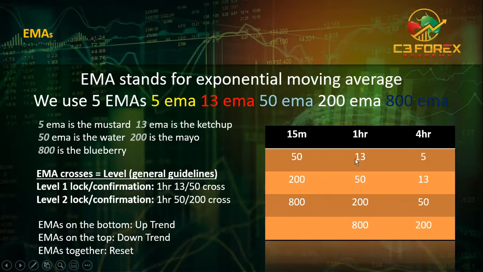So if you move to your 1 hour chart, the 13 EMA will represent the 5 EMA on your 4 hour time frame. The 50 EMA will represent the 13 EMA on your 4 hour time frame. The 200 EMA will represent the 50 EMA on your 4 hour time frame. And the 800 EMA will represent the 200 EMA on your 4 hour time frame.